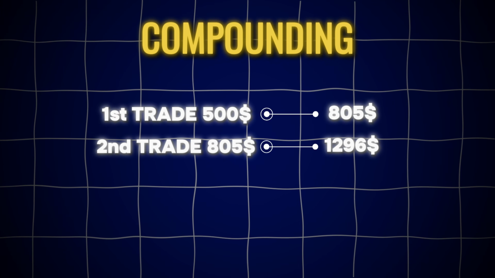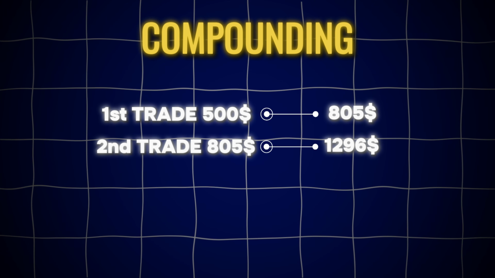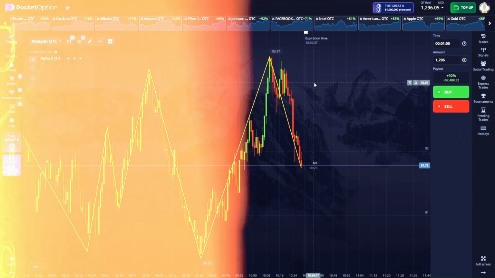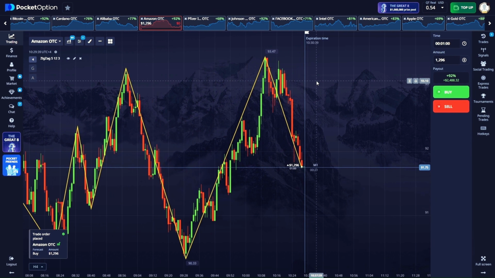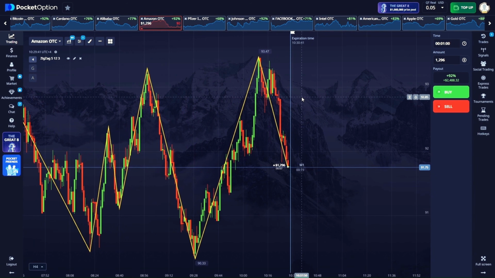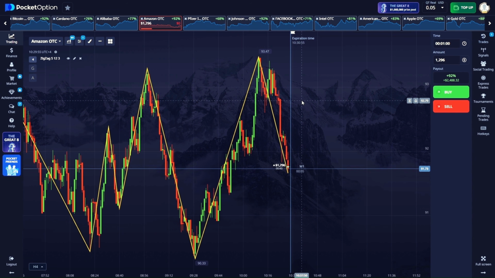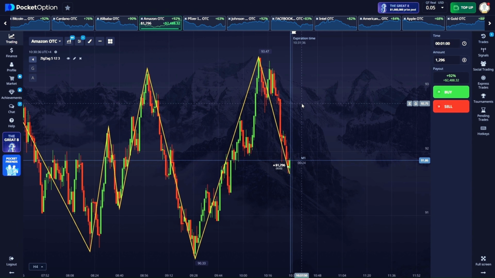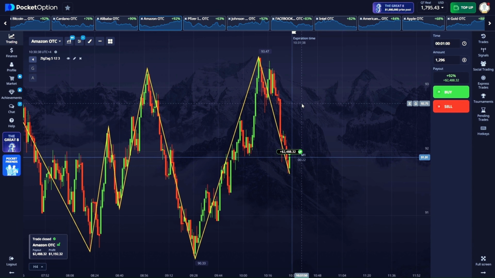Let's find another trade for $1,296 on Amazon OTC for an upside move. We got the entry at the level, and the previous candle closed above the zigzag line. That's why I entered this trade. After a few seconds, the trade moved in our favor and I won again.